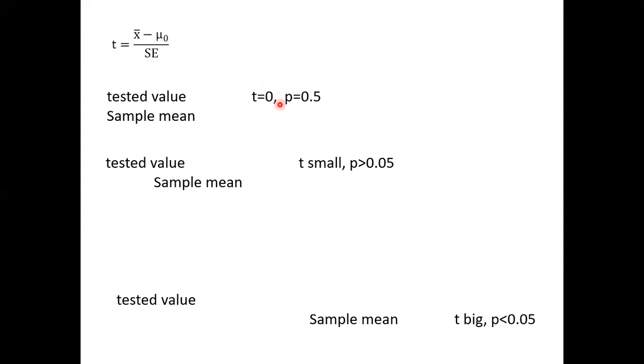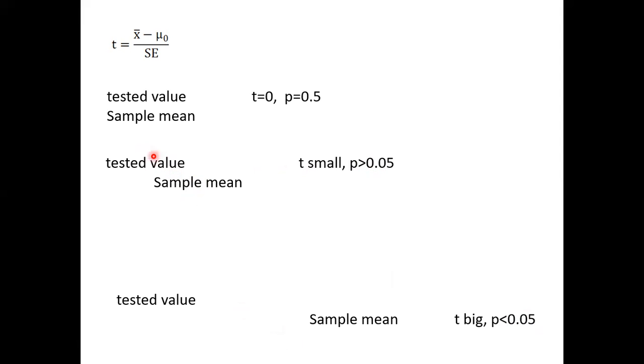So this is a test. Tested value, sample value. Are they close? If t is small, p will be more than 0.05, then it says no difference. But if you look at the test value and sample mean and they are far apart, your t is going to be big. So I just focus on the p-value. If the p-value is more than 0.05, we say no difference, they're quite close. If the p-value is less than 0.05, they're very far apart.